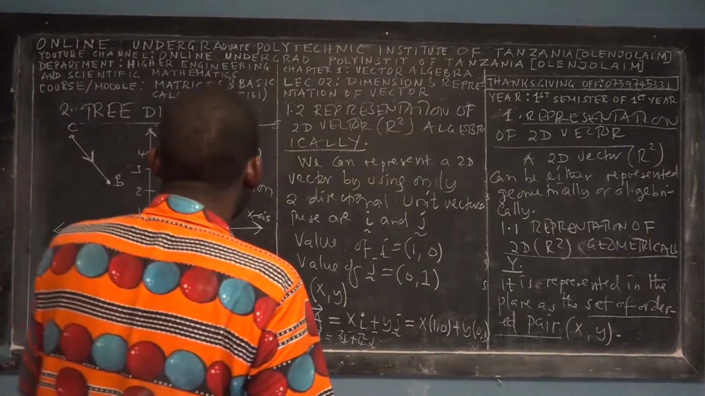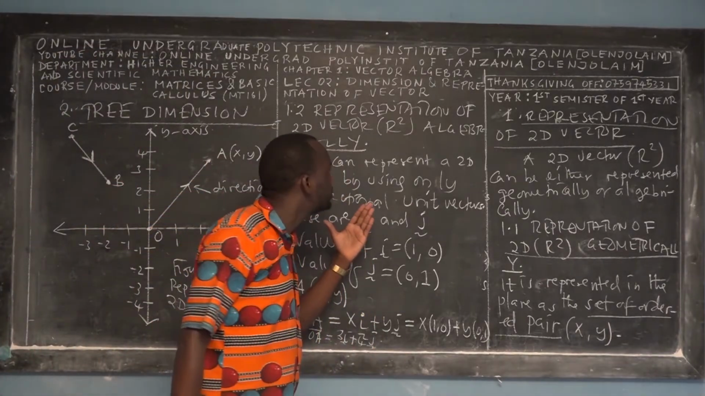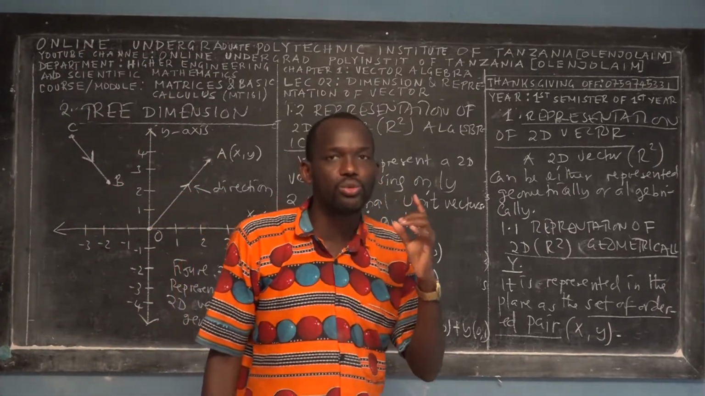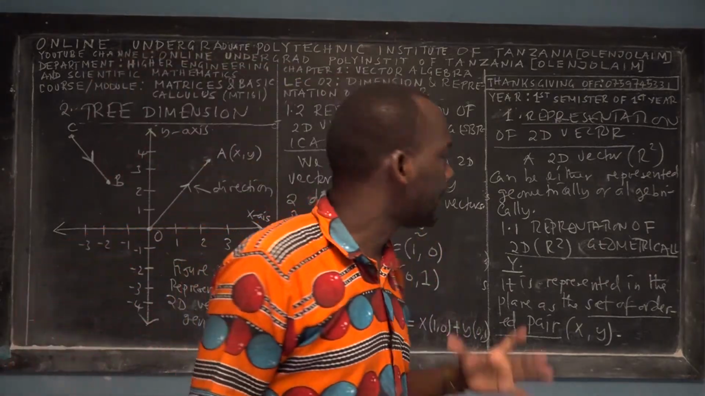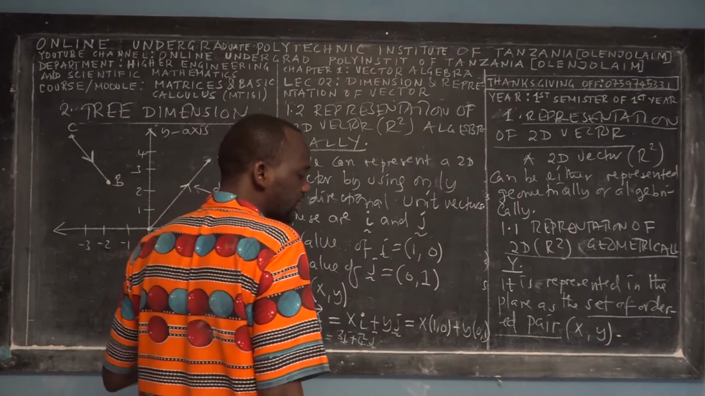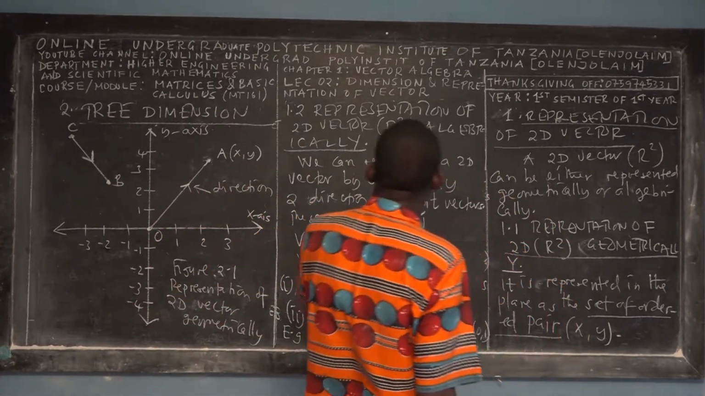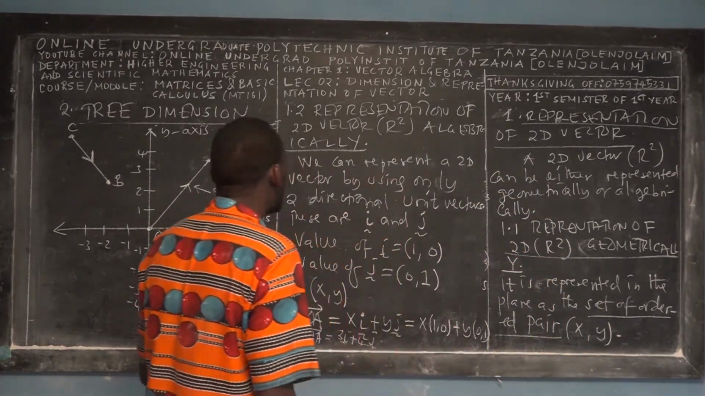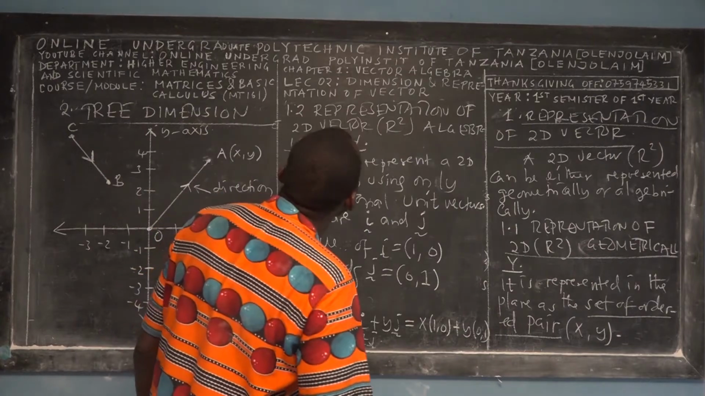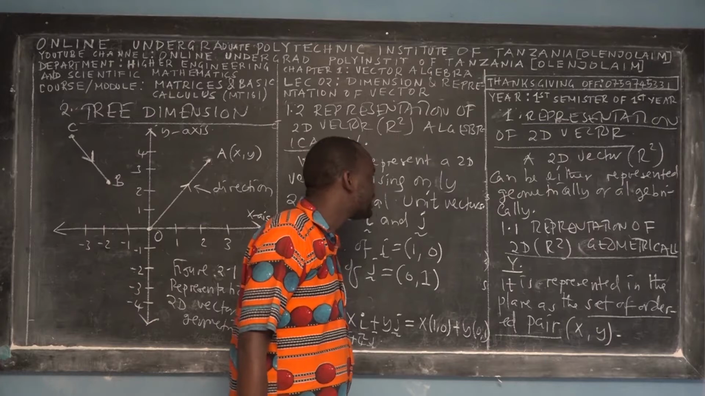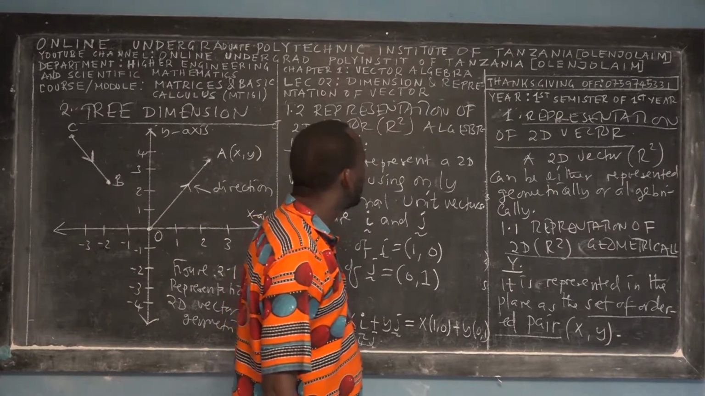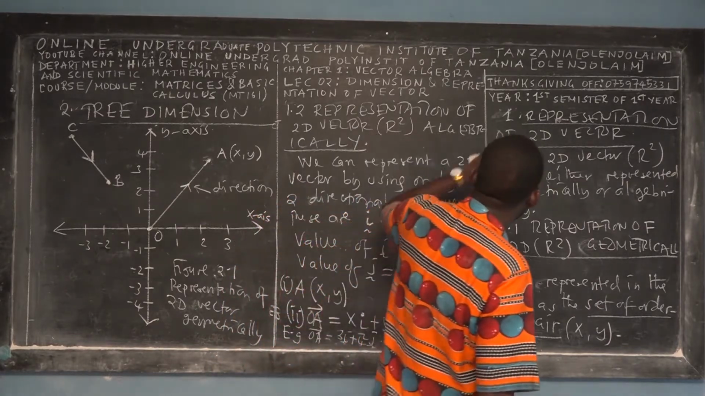Okay. So, I've been teaching you about the representation of the two-dimensional vector or two-space vector, right? Right now, I would like to take you into the third part of this session, where I'm going to teach you how we represent, as engineers or as mathematicians or as scientists, the three-dimensional vector.